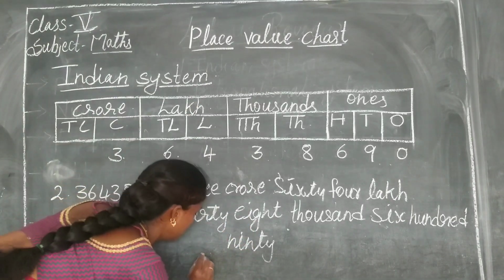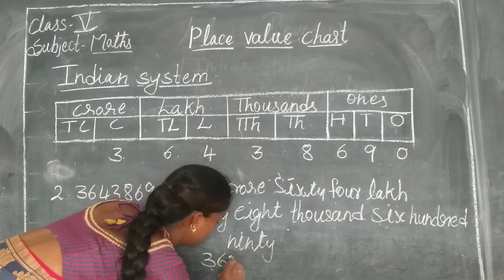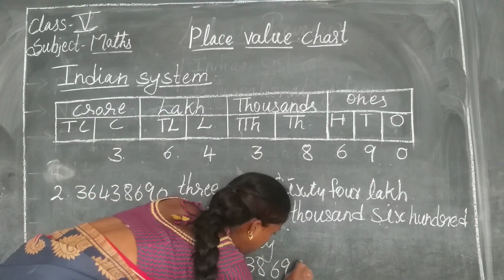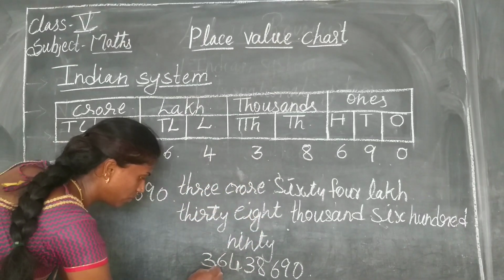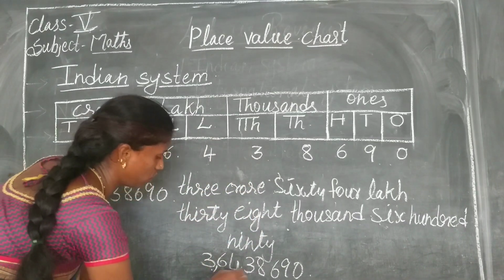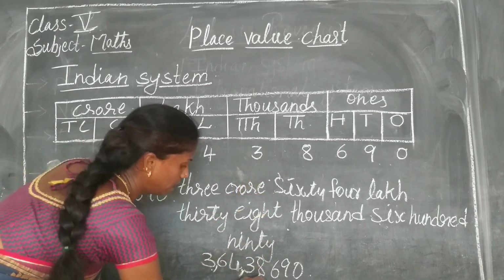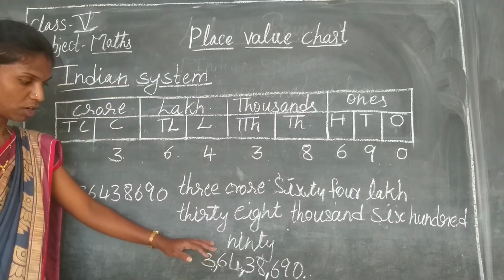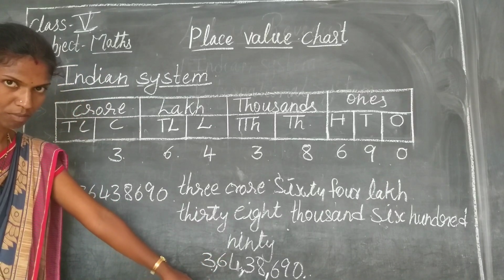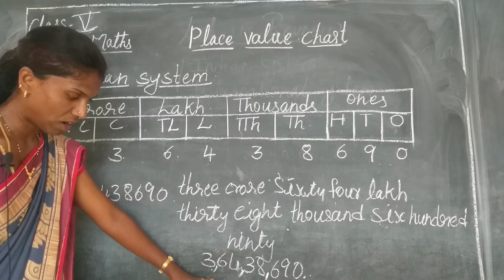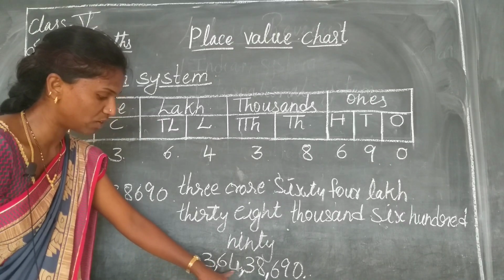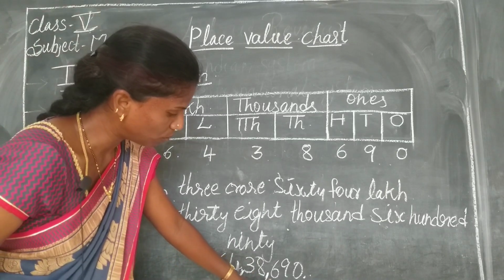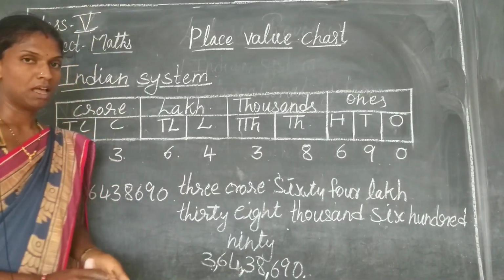See here, 3 crore 64 lakh 38,690. So where do we have to put commas? You have to divide the numbers according to these place values. After 3 crore we have to put a comma, and after 64 lakh we have to put a comma. After 38,000 (thousands) we have to put a comma, and 690 is the value.